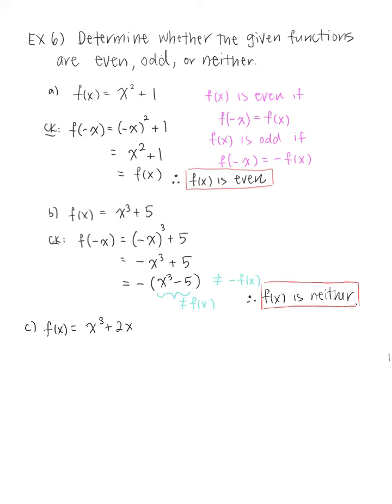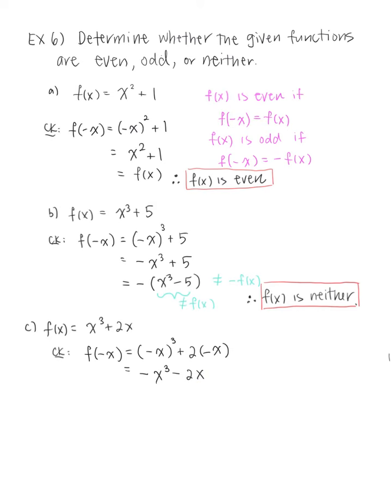All right, now let's look at the next one. f of x equals x cubed plus 2x. Let's check. Replace the argument of f with negative x. And we're going to have negative x, whole thing to the third, plus 2 times negative x. So this is the same thing as negative x cubed, and then you're going to have a minus 2x. First of all, does this equal f of x? It does not even look like it, right? So it's not even.